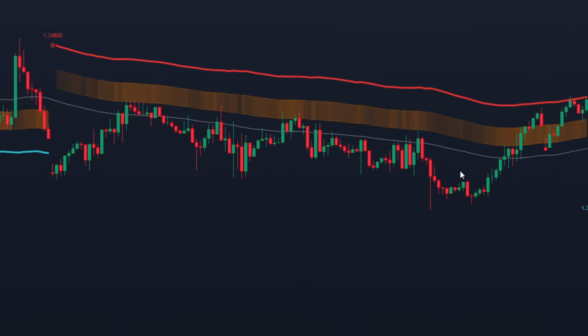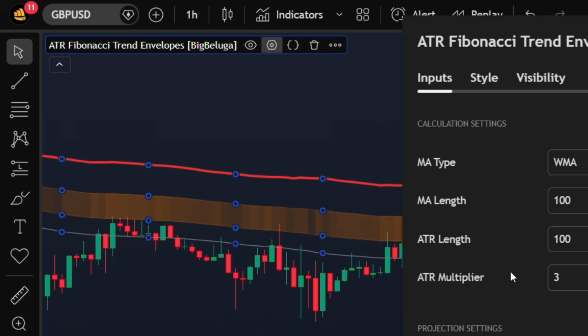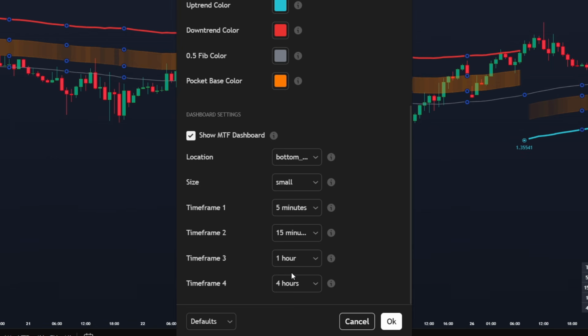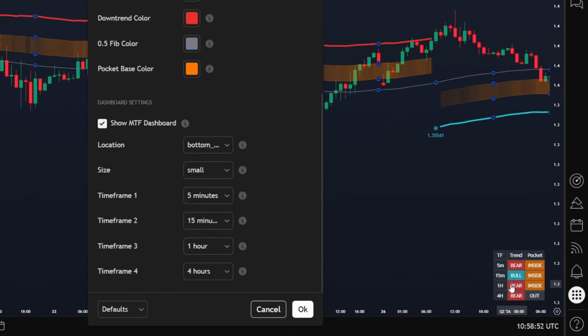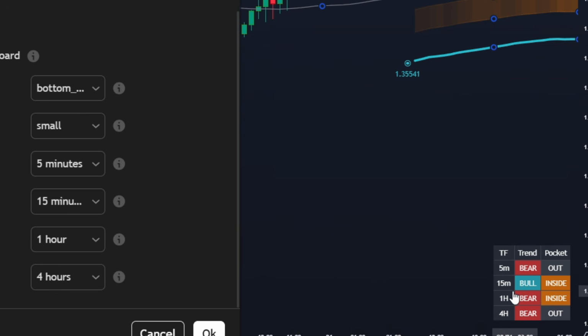Now let's talk about the dashboard, because that is another useful part of this indicator. So if we open the settings again, and if you scroll down in the settings, you can select 4 different time frames for the dashboard. This lets you quickly see the state of the market across multiple time frames. The first column tells you whether each time frame is in a bull trend or bear trend. If price is above the trend line on that time frame, it shows bull trend. If price is below the trend line, it shows bear trend. So right away, you can check whether your current setup is aligned with the bigger picture.